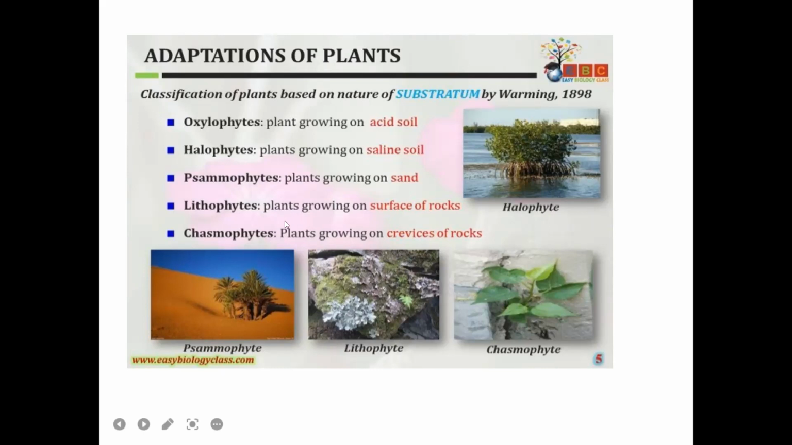Lithophytes are the plants which grow on the surface of rocks. Chasmophytes are the plants which grow in the crevices of rocks. Here we can observe that they are growing in between these crevices, the breaks in the rocks. The lithophytes are on the rocks. Next is psammo, on the sand, so they are called psammophytes. Halo means they are growing in saline salt water. They are called halophytes.